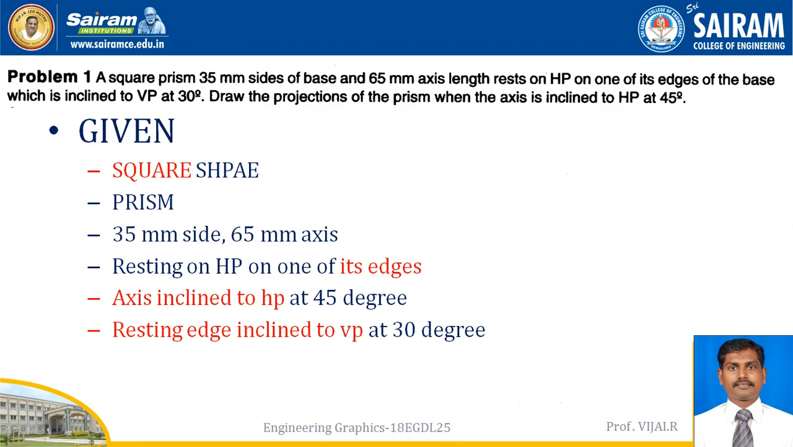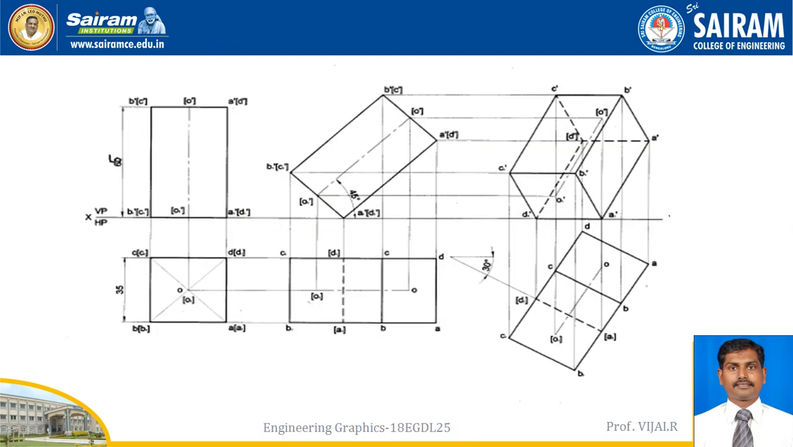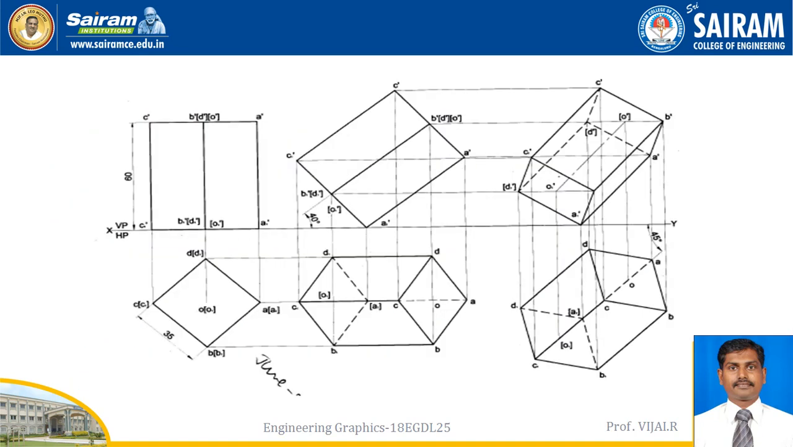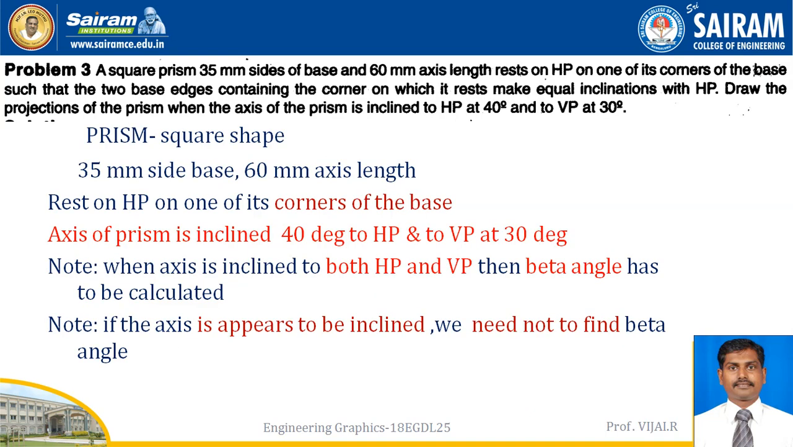Prism with axis inclination and edge inclination appears to be, see here the problem clearly, here the edge is getting inclined to VP. So we have done this in problem number 1. In problem number 2, axis is inclined, but it appears to be inclined to VP. So that we have done. Third one is inclined to both HP and VP. So these are all the three important problems we may come.